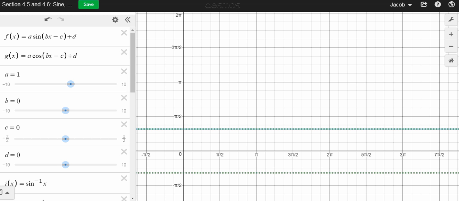Remember, C is 0, D is 0, right? So if B is 0, I'm taking the cosine of what value all the time? Zero. Taking the cosine of 0 always, right? And what's the cosine of 0? 1. Does that kind of connect to you? Now, what about when I make this be negative?